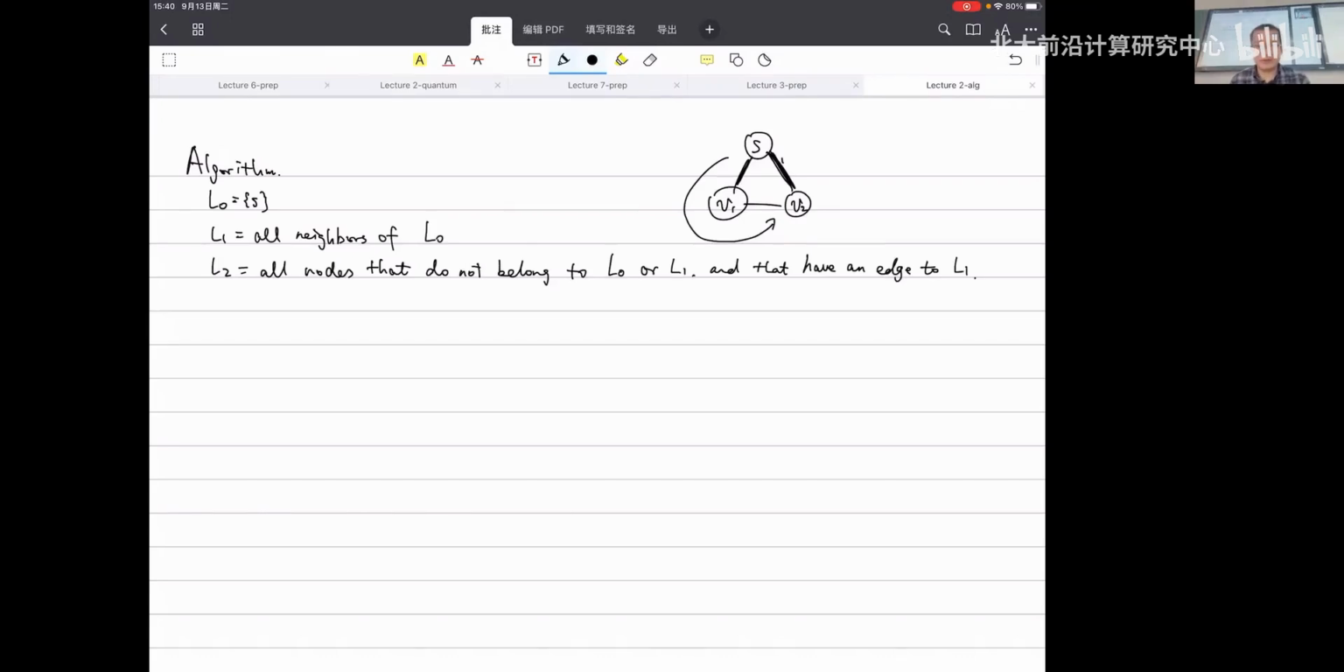I guess this makes everything actually in a clearer position, because each time we want to consider the next layer, we just exclude the nodes from the previous layers, and then we consider all the nodes that have an edge to the layer that we want. For instance, if we want to consider the layer i plus 1, that is all nodes that do not belong to L0 union L1 up to Li, and that have an edge to Li. So is this clear to you?